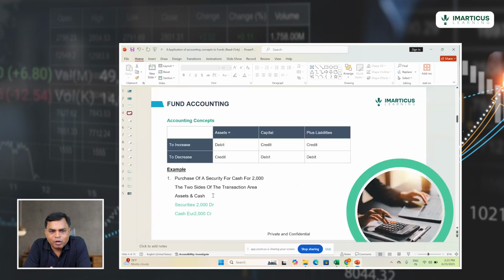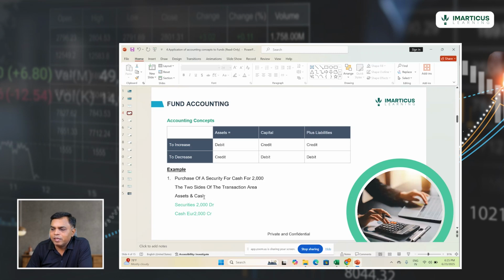Now, let's apply the concepts we have learned in the previous videos to the fund. Let's take some examples. We have learned the modern approach, where when there is an increase in an asset, we debit it, and when there is an increase in a liability, we credit it. Whenever there is a decrease in an asset, we credit it, and whenever there is a decrease in a liability, we debit it. So we will just apply this rule to a transaction.